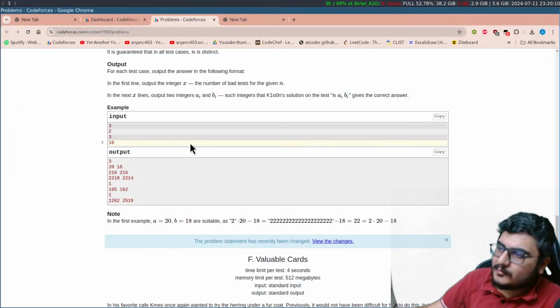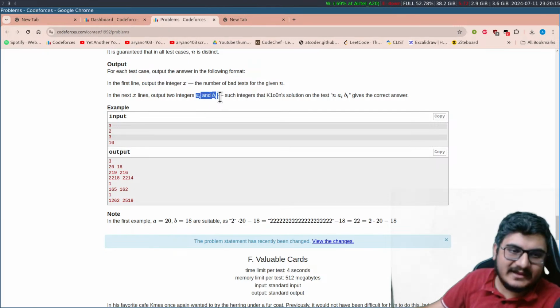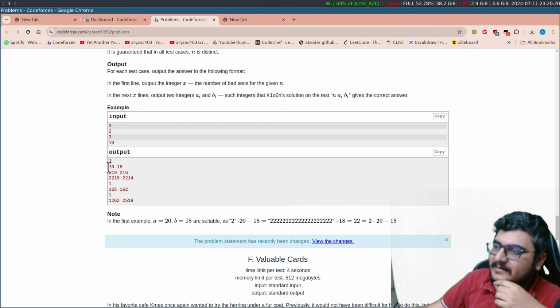And like the output says, for each given integer n, find all the possible values of a_i and b_i. Print those values: first print the count of how many values you are going to print, and then print those such integers there.